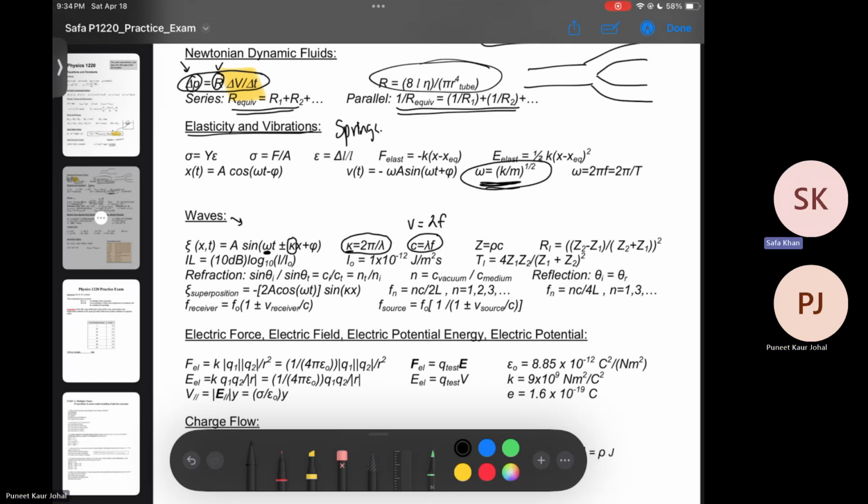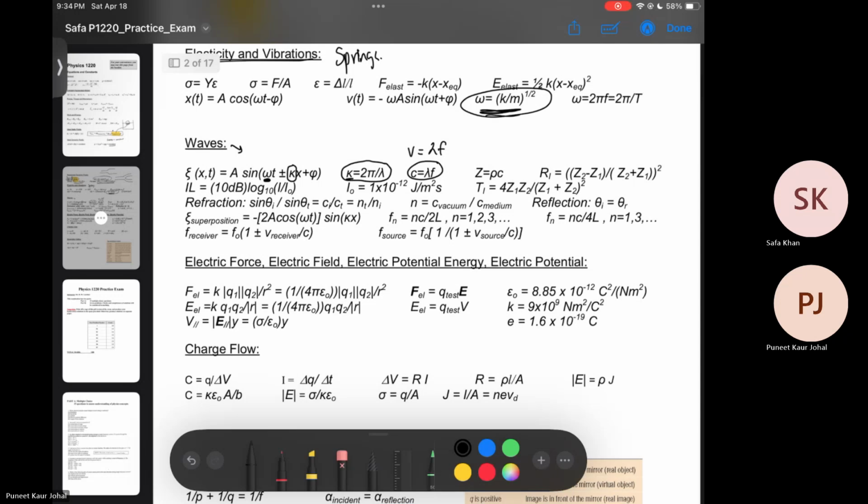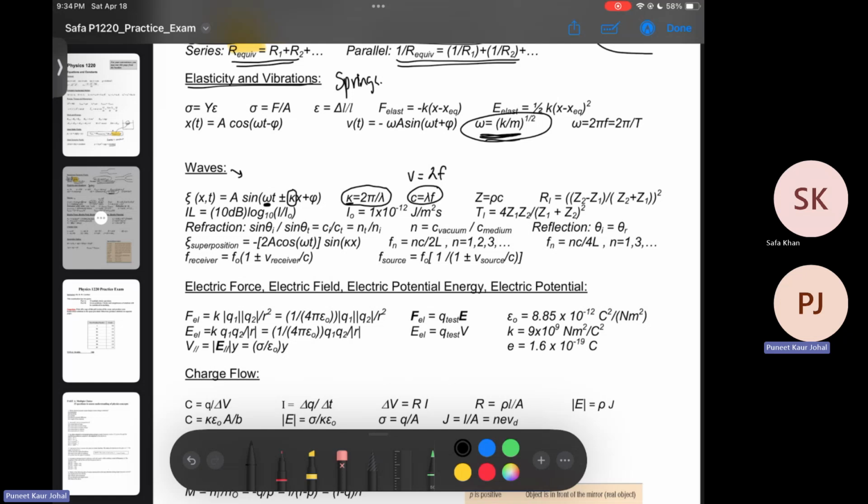I think we may be able to use these, but they didn't say which one is what. If you have a closed tube versus an open tube, these are the two different formulas that you can use. I'm just going to double check which one is for what. One of them is for open, one of them is for closed.